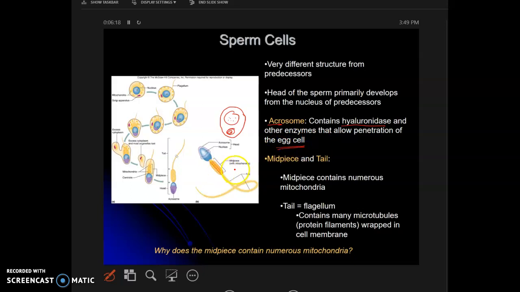All right. There's a midpiece which contains lots and lots of mitochondria. The minute you hear the word mitochondria, remember you're talking about ATP generation. ATP is the energy currency of the cell. The tail is nothing but a flagellum. So the minute I talk about flagellum, obviously it means that the sperm is going to be swimming. And what do you need for swimming? You need ATP. Yes?